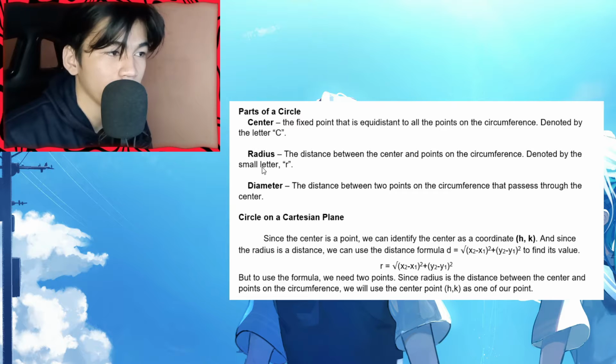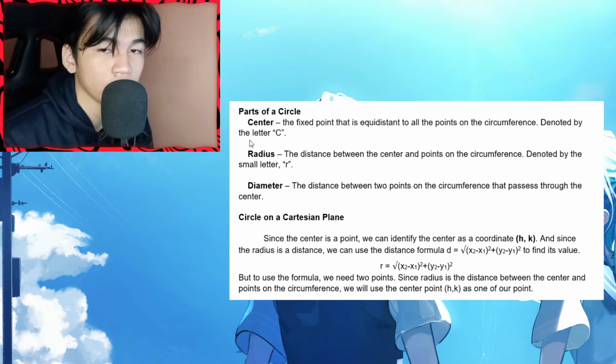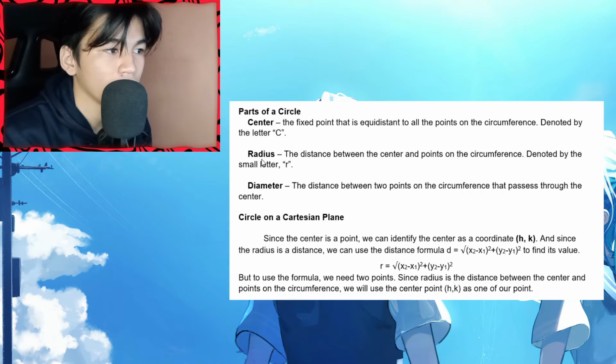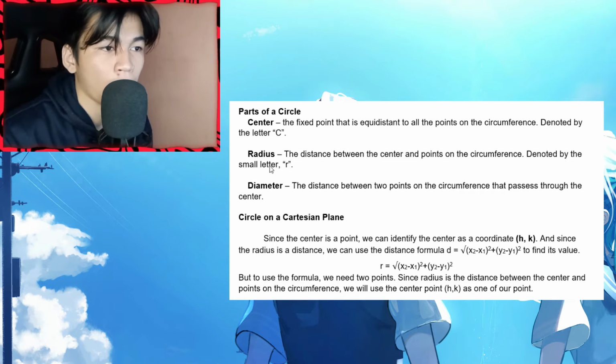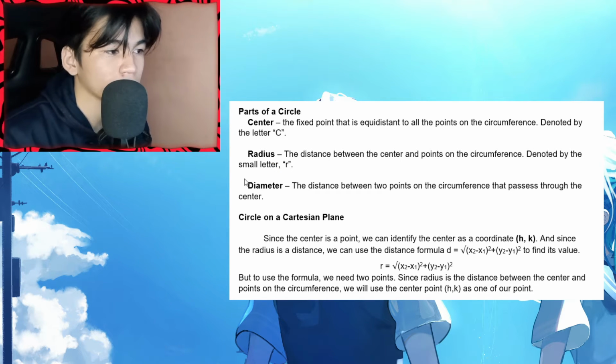Let's define the following. Center. Center is the fixed point that is equidistant to all the points on the circumference. Center is denoted by the big letter or the capital letter C. Radius, the distance between the center and a point on the circumference. The radius is denoted by a small letter r.